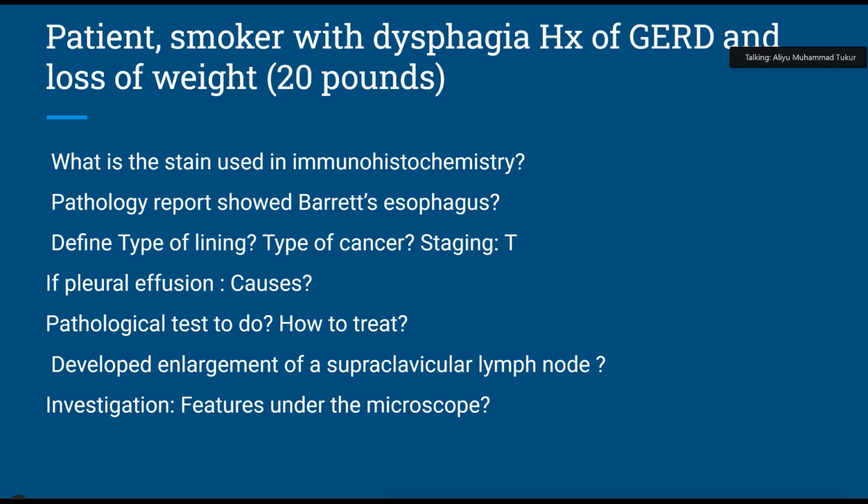Okay, in Barrett esophagus, the type of epithelium is columnar. It's columnar epithelium. And what specific type of cancer is associated with Barrett's esophagus? Okay, Barrett esophagus is associated with adenocarcinoma. Okay. So can you tell me about the treatment options which are available for esophageal cancer?